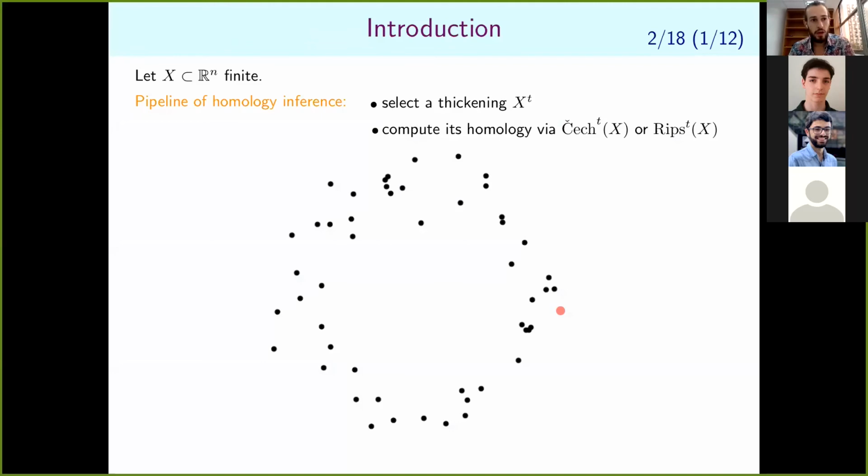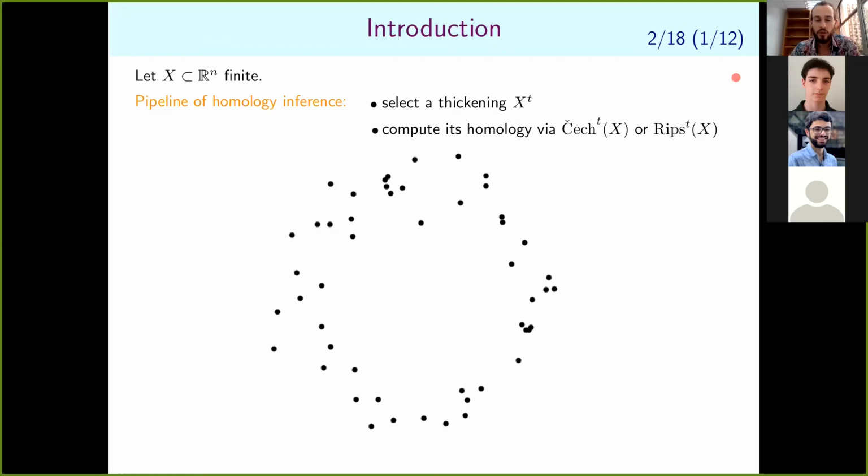So what have we done so far? We have been given a data set, X, that is a finite subset of some Euclidean space. And we were asked to infer, to estimate the homology groups of the underlying shape of X. And the strategy we used consisted in thickening our point cloud, X, selecting thickenings that have the homotopy type of the underlying shape, and then computing the homology of this thickening via the Čech complex or the Rips complex.